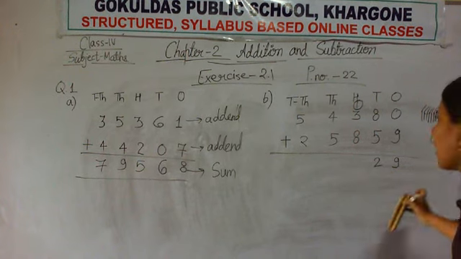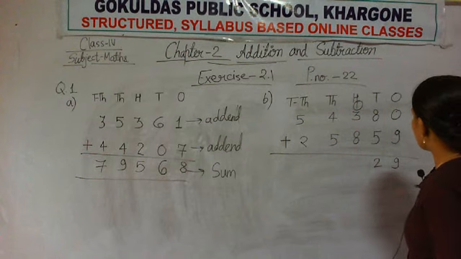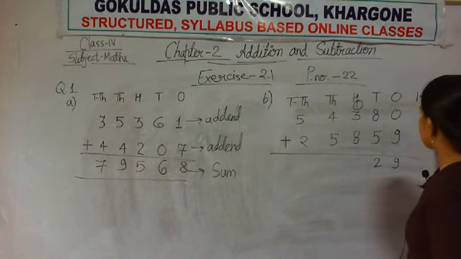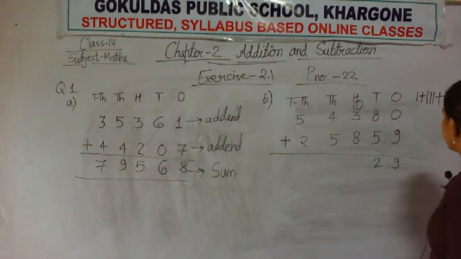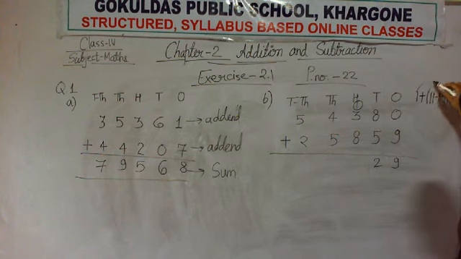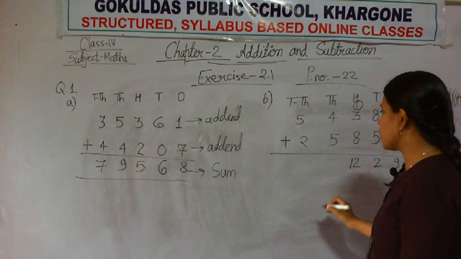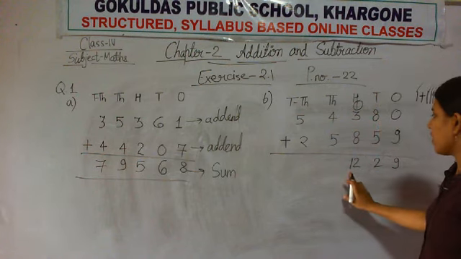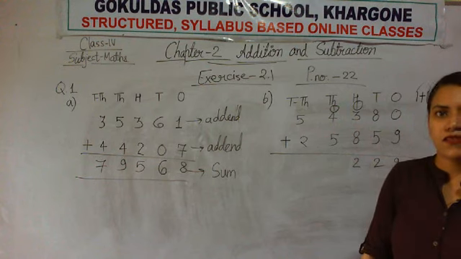Here 3 digits are to be added. So 1 is there, so draw 1 stick plus. 3 is there, so draw 3 sticks plus. 8 is there, so draw 8 sticks. 4, 5, 6, 7, 8. Now add them. 1, 2, 3, 4, 5, 6, 7, 8, 9, 10, 11, 12. Again 12 sticks are there. So write 2 here. You cannot write 12 here. This 1 will be regrouped with the next place value.